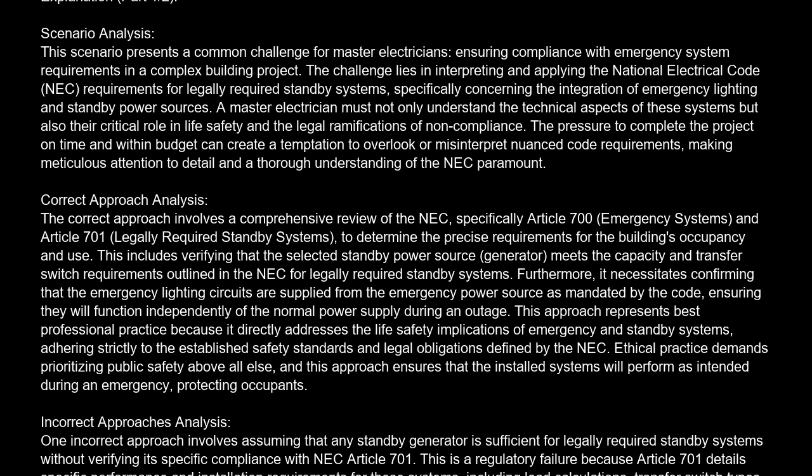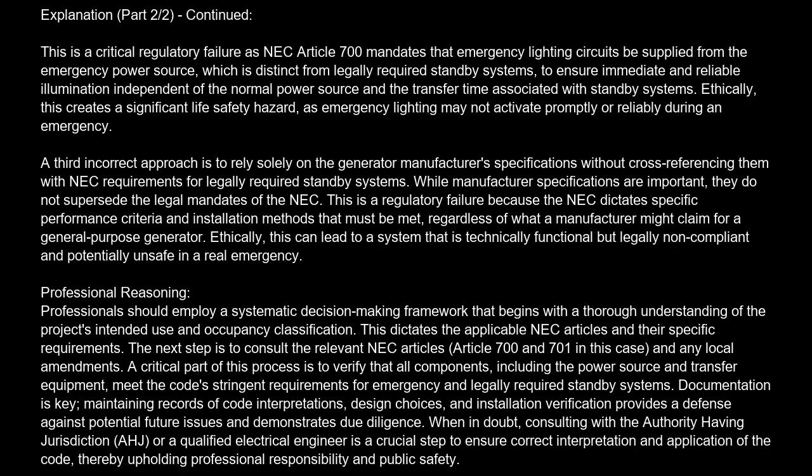Another incorrect approach is to connect emergency lighting circuits directly to the normal power supply, with the understanding that the standby generator will power the entire building, including emergency lights, during an outage. This is a critical regulatory failure, as NEC Article 700 mandates that emergency lighting circuits be supplied from the emergency power source, which is distinct from legally required standby systems, to ensure immediate and reliable illumination independent of the normal power source and the transfer time associated with standby systems. Ethically, this creates a significant life safety hazard, as emergency lighting may not activate promptly or reliably during an emergency.